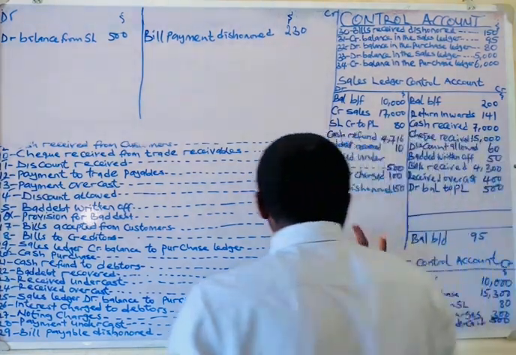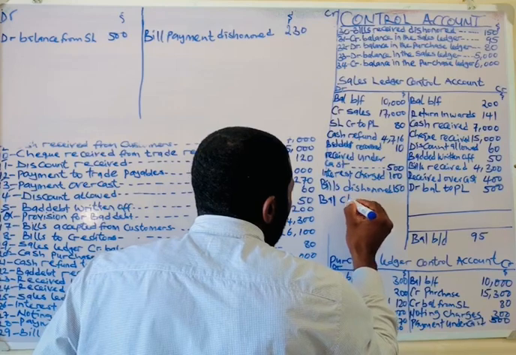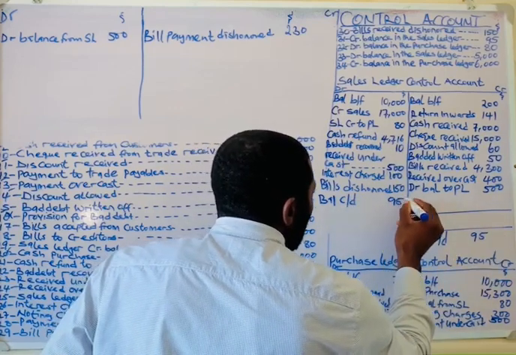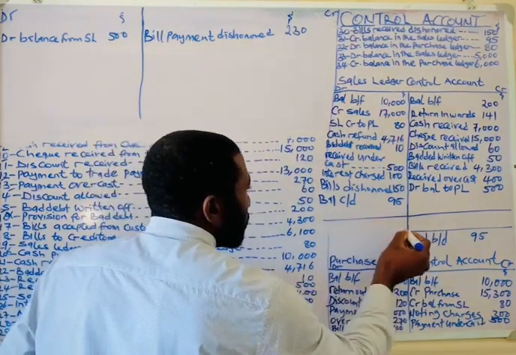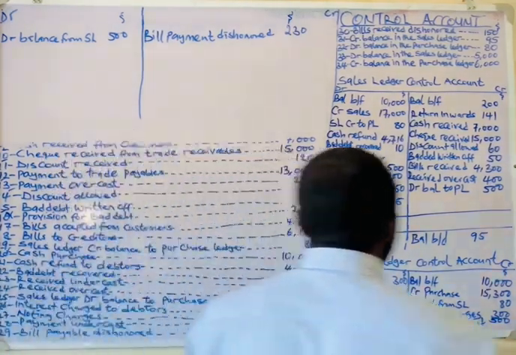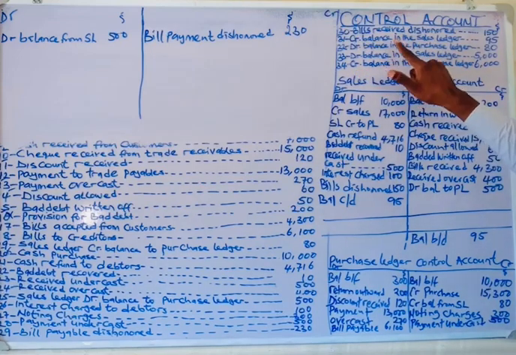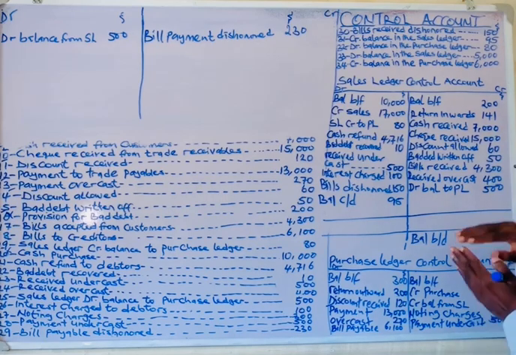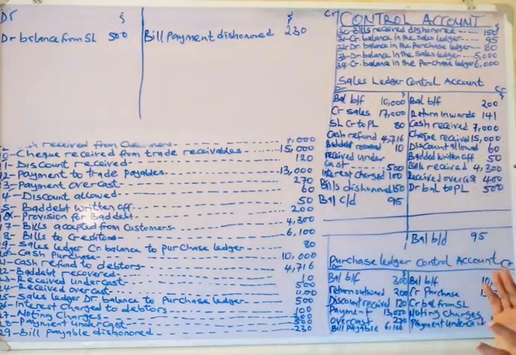So you must come here and say balance carried down of this amount, that is $95, and rule. Simple as that. Then you are done with this question. Credit balance in the sales ledger, $95. This is the credit balance, and it must have a carry down at the debit side. That is what I'm saying.